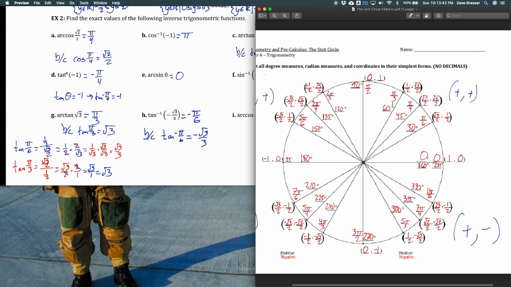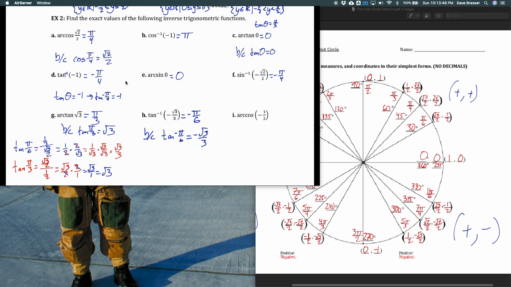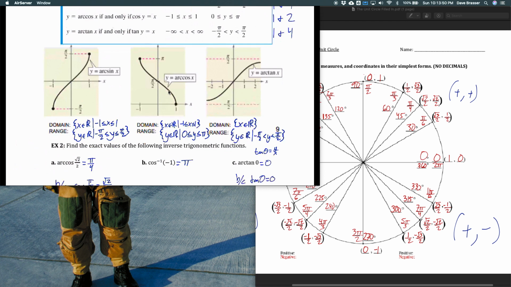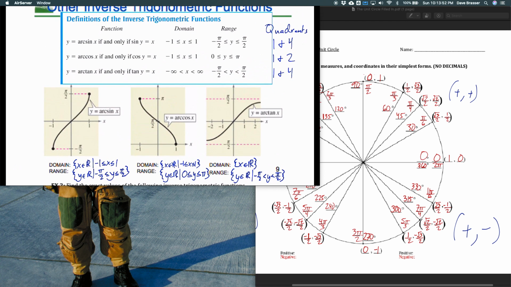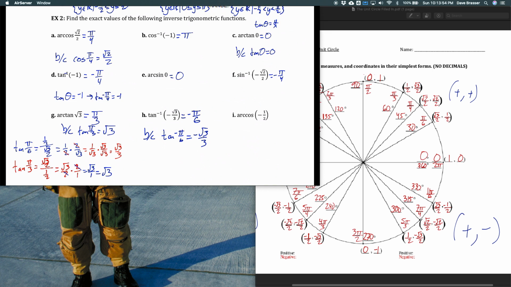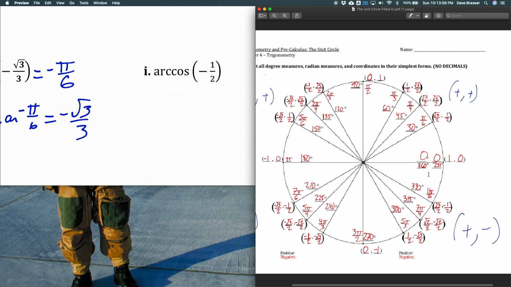Last one, arc cosine of -1/2. So where is the cosine equal to -1/2? Again, going back up top, the range for inverse cosine is only quadrants 1 and 2. So, zooming in on that, we're going to look in quadrants 1 and 2. Where is cosine equal to -1/2? That looks like it's over here at 2 pi over 3. So we've got to really just rely heavily on the unit circle to help us find out where those angle measures are.